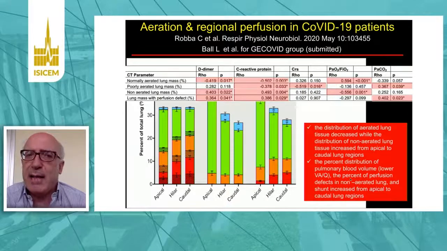Interestingly, we found that alterations in the aeration were associated with D-dimer and C-reactive protein, while poorly aerated lung mass were associated with compliance, oxygenation, and CO2.